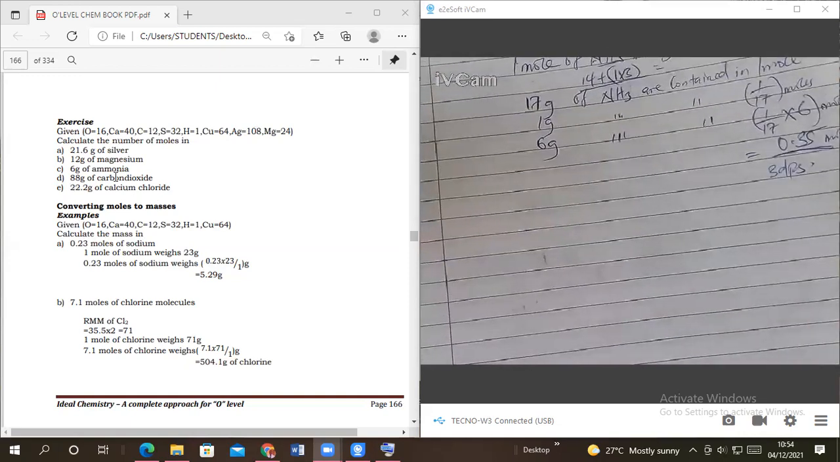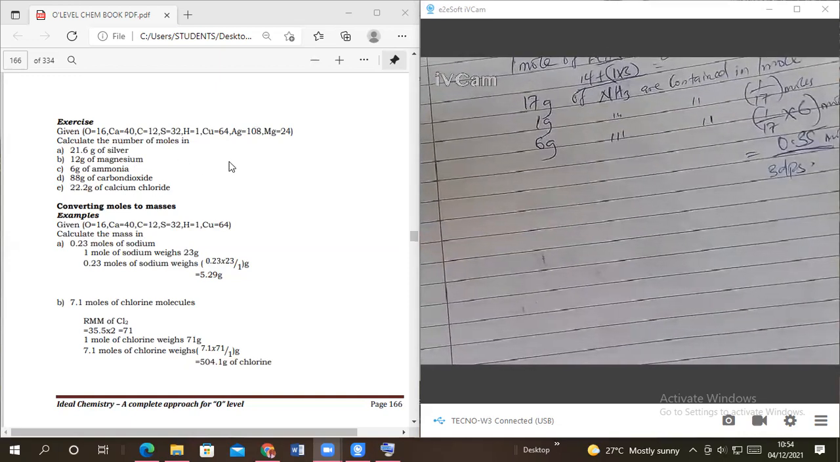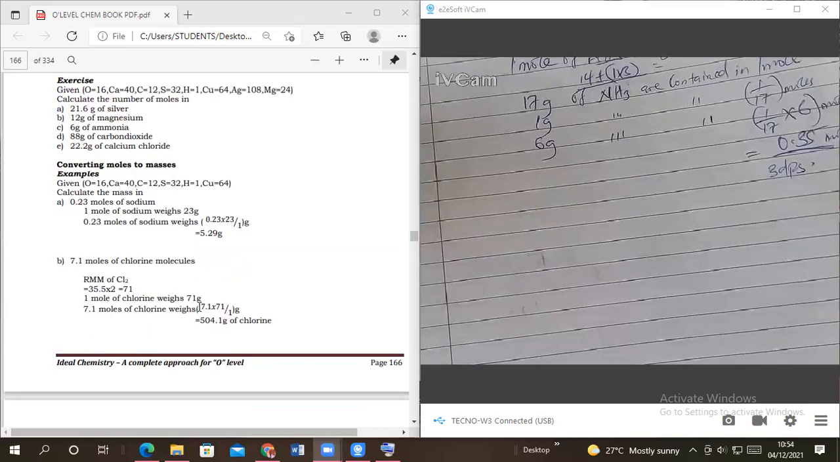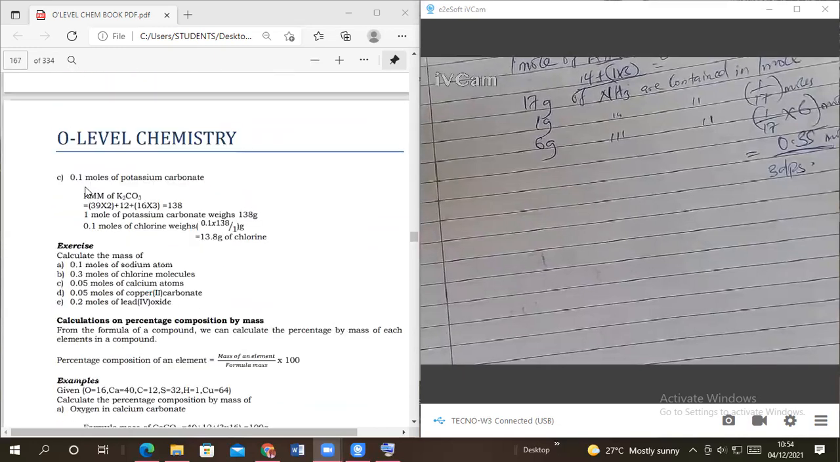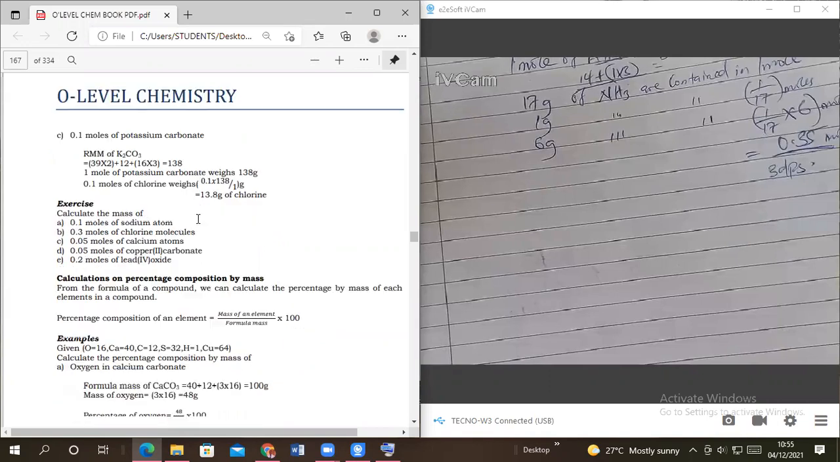Yeah. So that is a simple way of doing that. You are converting moles to masses or the other way around. Now look at this 0.2. They have given you moles. You need to convert them to masses. Potassium carbonate. You must look for the relative formula mass of potassium carbonate. Then you say 1 mole of potassium carbonate. What about 0.1? Then you look for the grams. So all that is work for you to try out in your own free time.